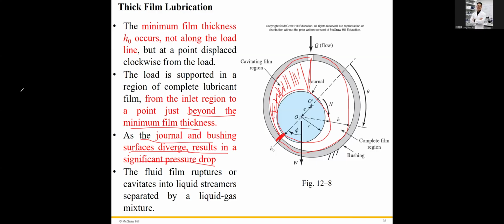Let me change your color. This convergent region has a higher pressure than that of the divergent region. That's the reason why this journal can be supported. And the fluid film ruptures or cavitates into liquid streamers separated by a liquid-gas mixture.